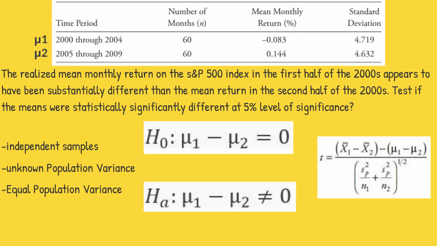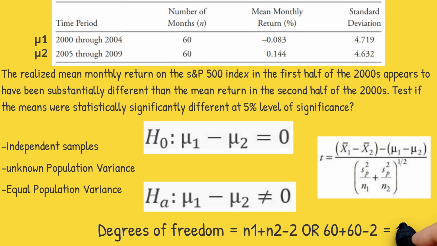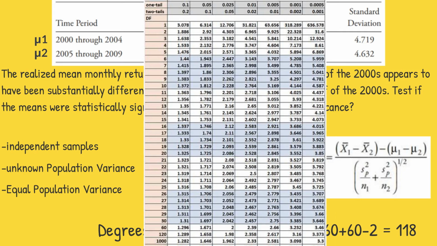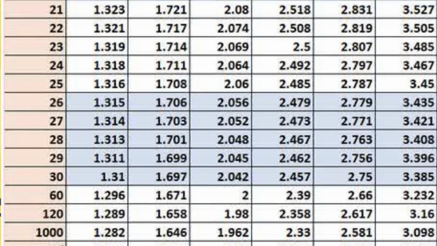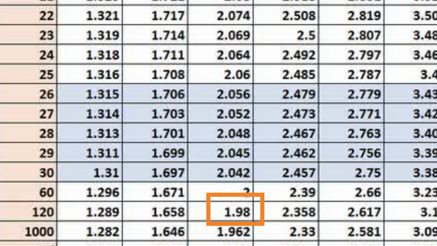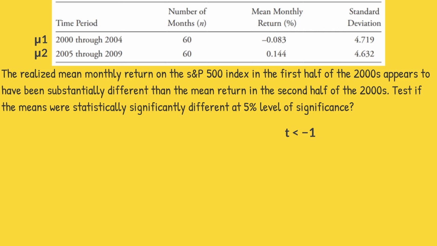t equals the difference in the sample means minus the difference in the population means, divided by this pooled estimator of variance. The t-value would have n1 plus n2 minus 2, or 60 plus 60 minus 2, 118 degrees of freedom. From the t-table, we find that for a two-tailed test, the rejection points associated with 118 degrees of freedom and 5% level of significance are plus or minus 1.980. Hence, we will reject the null if the calculated value of t is either less than negative 1.980 or greater than 1.980.